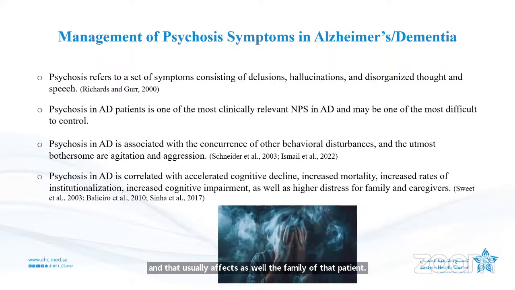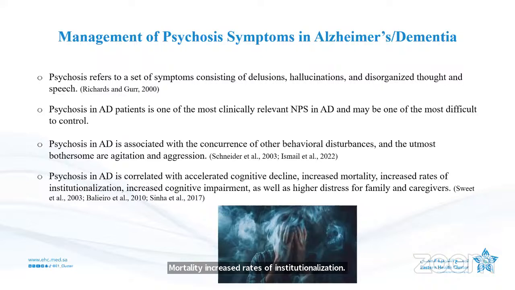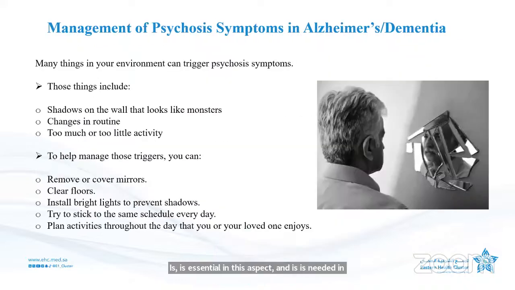Psychosis in Alzheimer's is correlated with accelerated cognitive decline, increased mortality, increased rates of institutionalization, increased cognitive impairment, as well as higher distress for family and caregivers. So psychosis could be quite challenging when it comes to dementia, and to manage that without medication is quite hard. So medication is essential in this aspect, and it is needed in addition to other things we can do with them. Many things in your environment can trigger psychosis symptoms. We never know what could trigger that psychosis symptom.